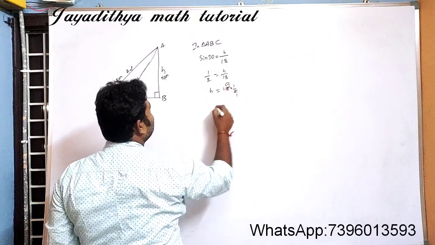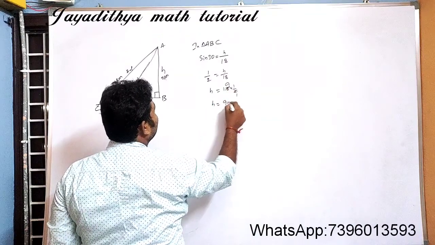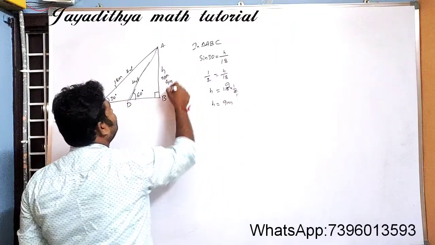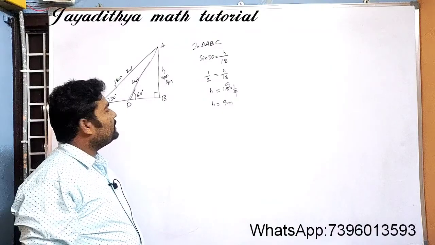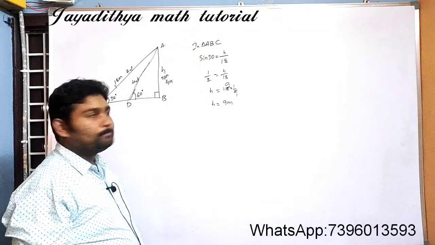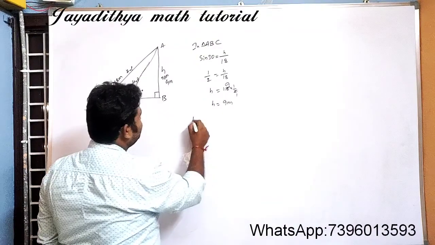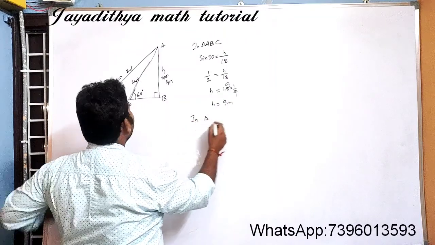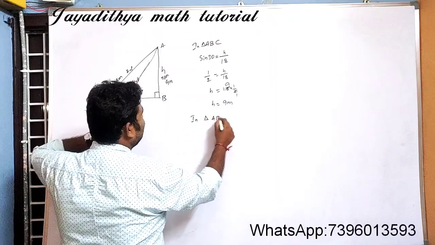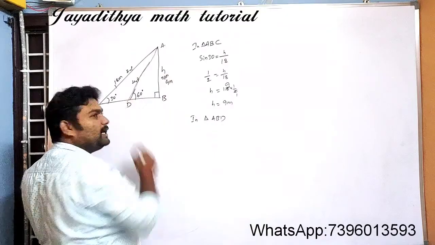2 ones are 2, 9 twos are 18. h is equal to how much? 9 meters. So the height of the pole is 9 meters. You got one thing. Okay, now what you need to do is take the other triangle, in triangle ABD now.